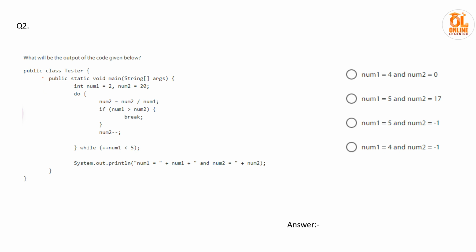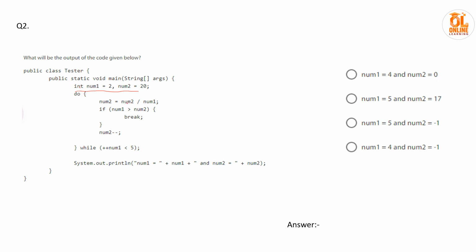In this code also you have to find the output. int num1 is equal to 2, num2 is equal to 20. Now here we have a do while loop. In a do while loop, first the operation will be performed, then the condition will be checked.